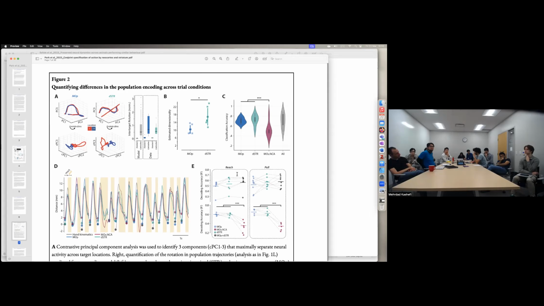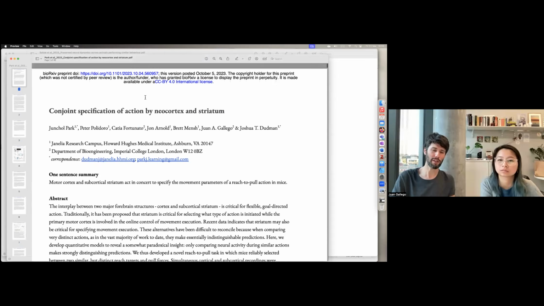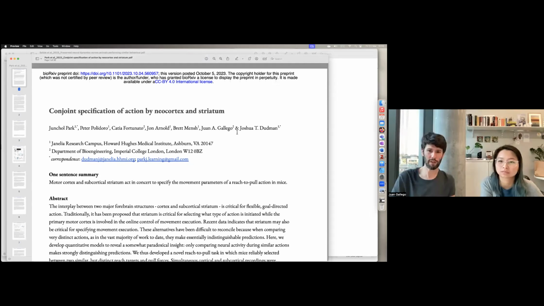Okay. What's the title of the paper? So, conjoint, I forgot that. Conjoint specification of action by neocortex and striatum. All right. Okay, thanks. You can also go on my Google Scholar.